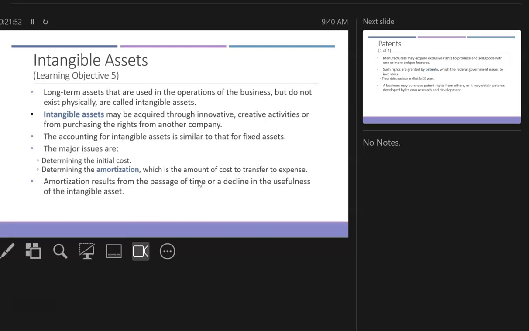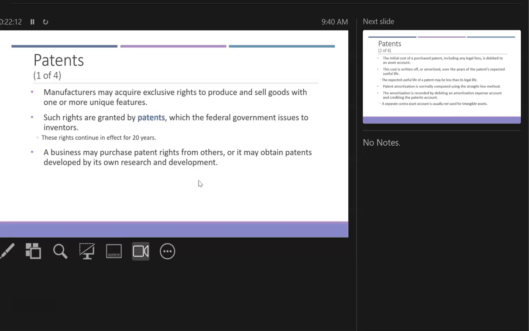Long-term assets that are used in the operation of a business but don't physically exist are called intangible assets. With intangible assets, instead of using the word depreciation or depletion, we use the word amortization. Patents are a huge intangible asset. This is when manufacturers acquire the exclusive right to produce or sell goods with unique features. Such rights are granted by patents.